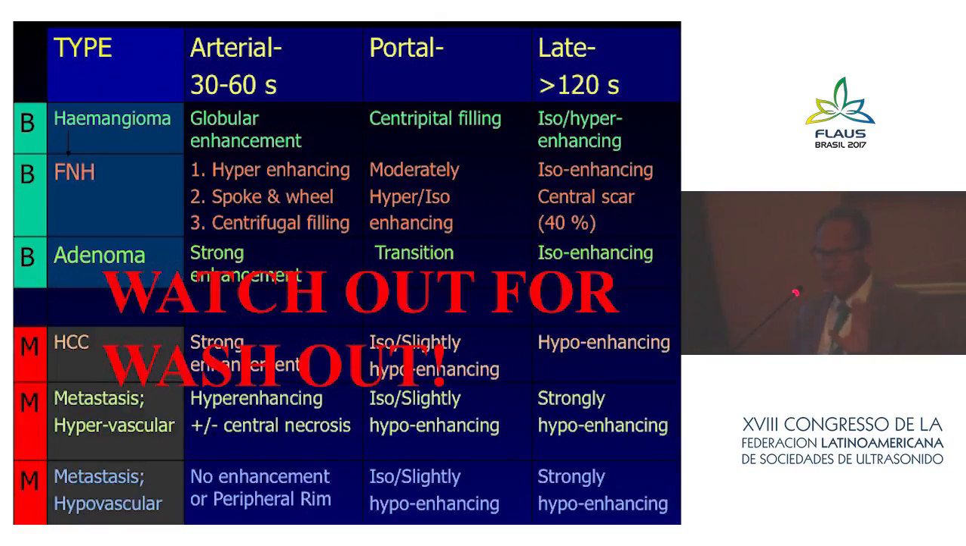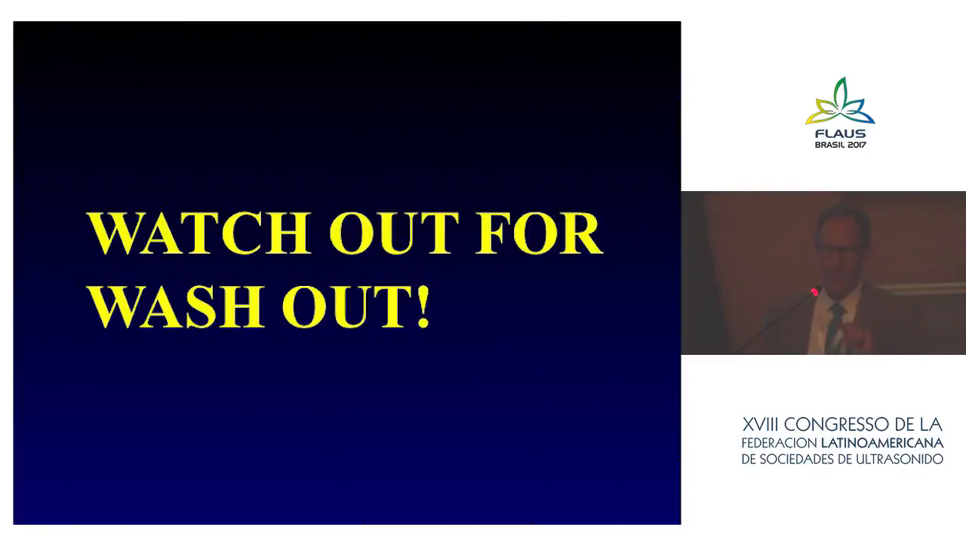So remember this algorithm. If you remember nothing else, just remember this. If it does not wash out, if it is enhancing also in the late phase, it is benign. Then we can afterwards discuss what kind of benign it is: hemangioma, FNH, adenoma. But if it is enhancing in the late phase, it is benign. If it washes out, if it becomes black in the late phase, it is bad. So watch out for washout. If it washes out, if it turns black, it is bad. If it stays enhancing or white, it is good.